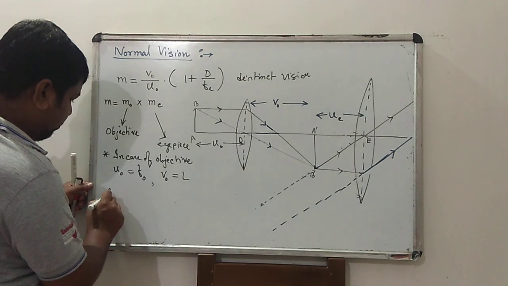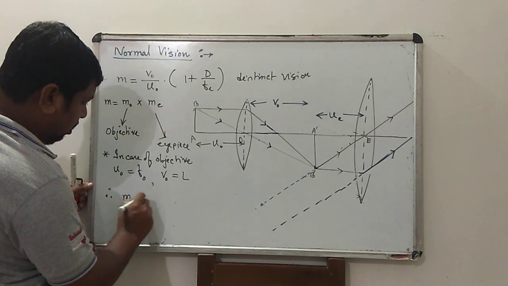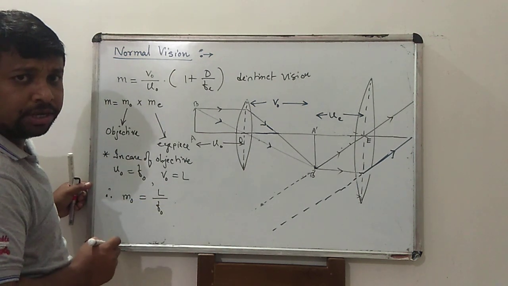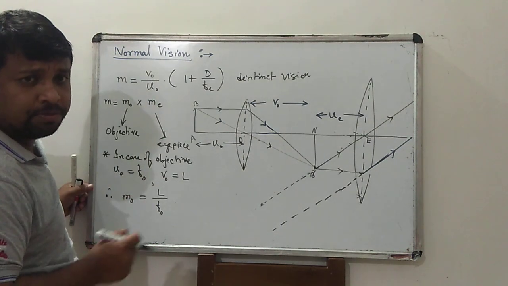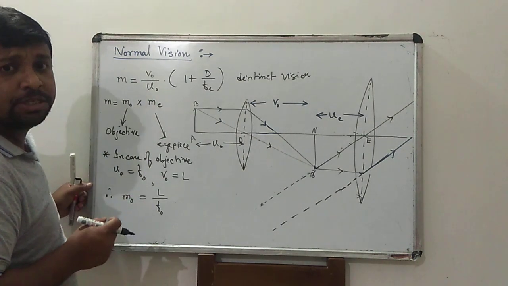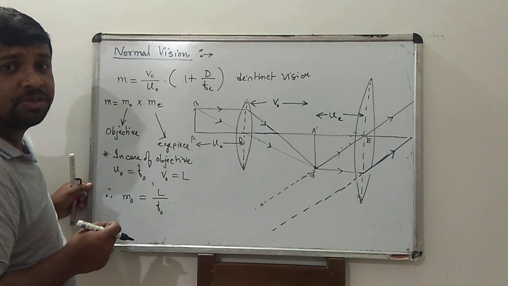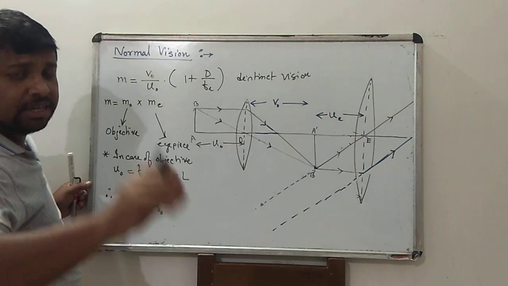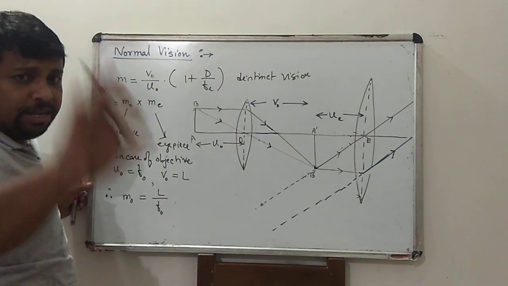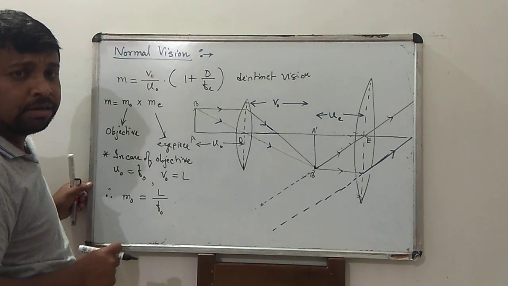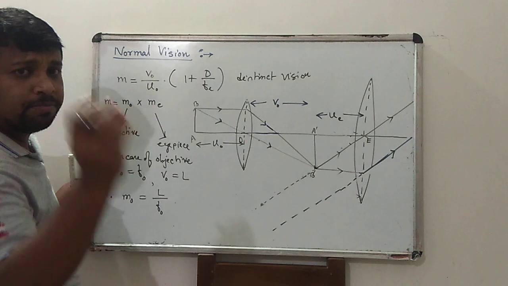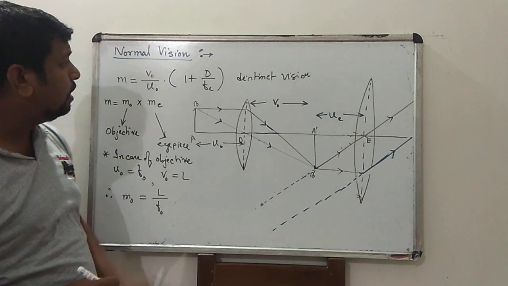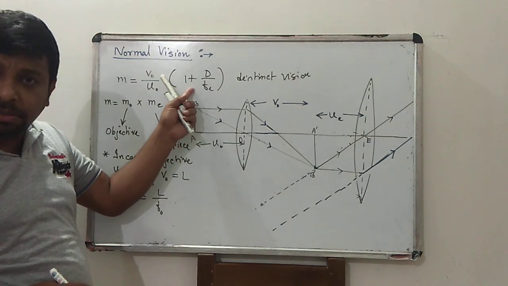Therefore, m naught equal to L by f naught. In a simple microscope for normal vision, the final image is formed at infinity when the object is placed at focus. In that case, the magnifying power we already obtained for a lens is 1 plus d by f, which we have already written for the simple microscope.